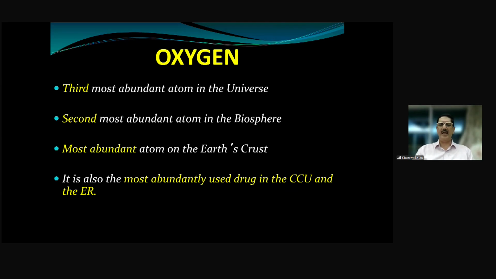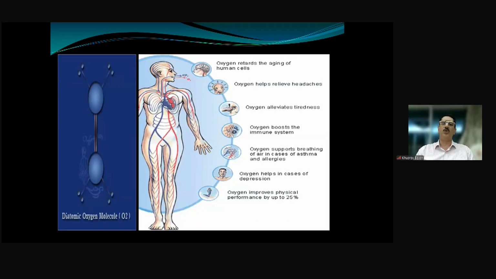As Sir rightly mentioned, oxygen is the 3rd most abundant atom in the universe. It is the 2nd most abundant atom in the biosphere, and it is the most abundant atom in the Earth's crust. What is unfortunate is that it is also the most abundantly used drug in the critical care unit and in the ER. Yes, we know that oxygen has a lot of good factors, and getting more oxygen might help in relieving headaches, and therefore hyperbaric oxygen is used by celebrities to get better skin and other things, but we are not talking about that aspect of oxygen.